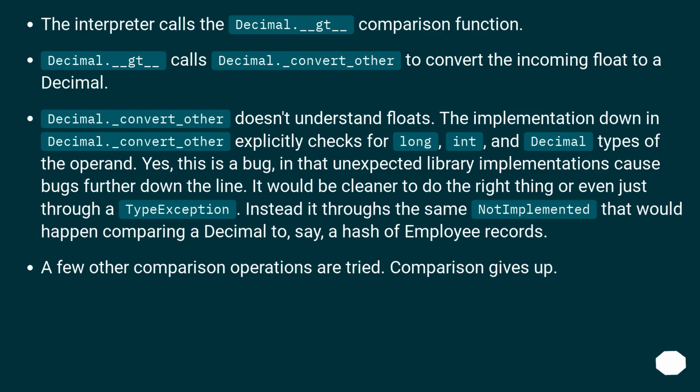Yes, this is a bug in that unexpected library implementations cause bugs further down the line. It would be cleaner to do the right thing or even just throw a type exception. Instead, it throws the same not implemented that would happen comparing a decimal to, say, a hash of employee records. A few other comparison operations are tried. Comparison gives up.